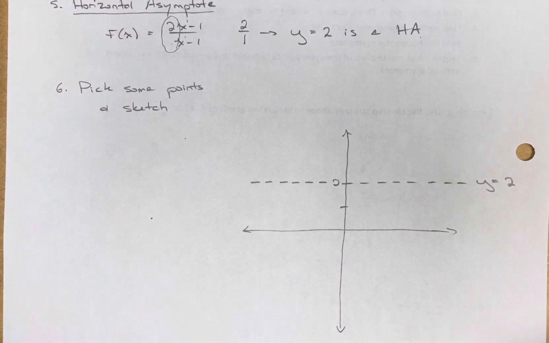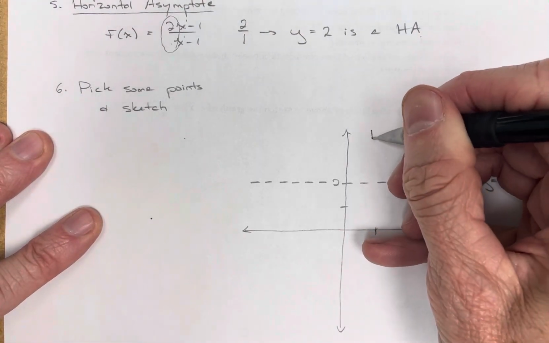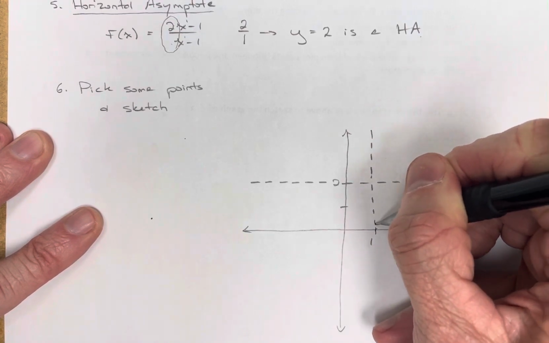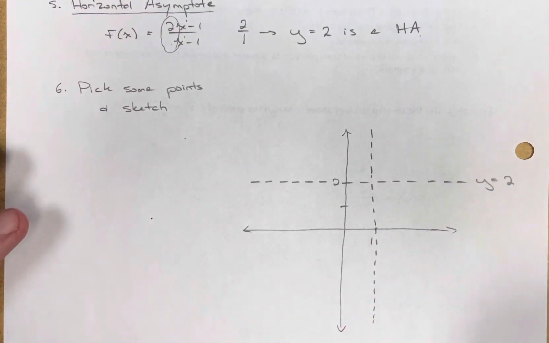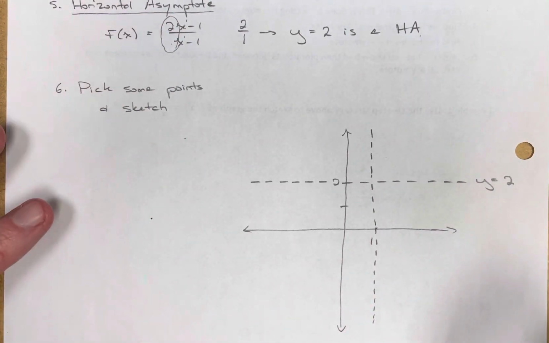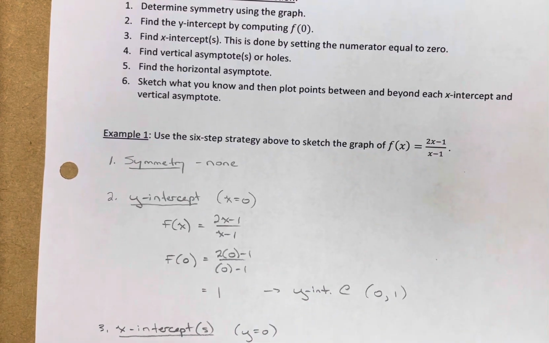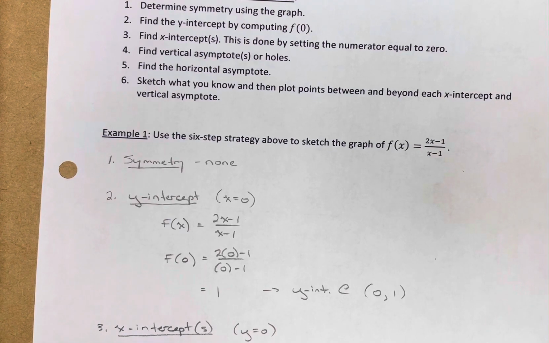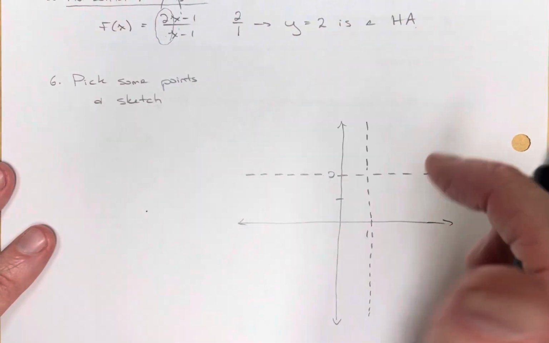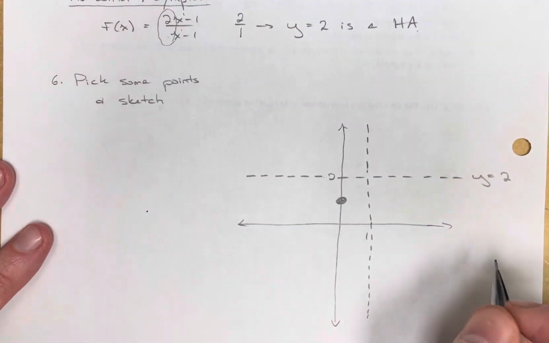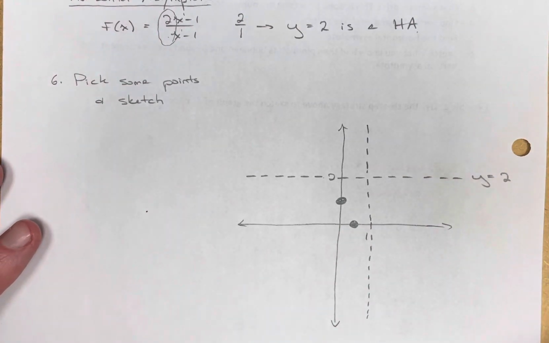I have a vertical asymptote at x equals 1. As a reminder, the graph cannot cross a vertical asymptote. It can cross a horizontal asymptote. Let me take a look at the other side of my paper. I have a y-intercept at 1 and an x-intercept at 1/2. Okay, so that's what I have so far.